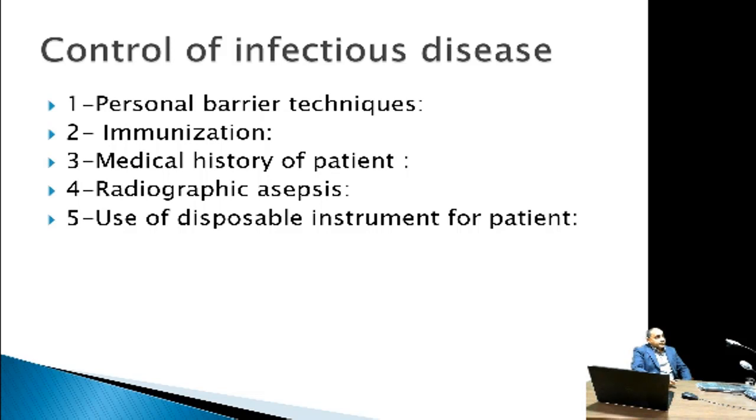Control of infectious disease. How can you control infectious disease? By personal barrier technique, immunization, history, medical history of the patient, radiographic asepsis, and use of disposable instruments for the patient.